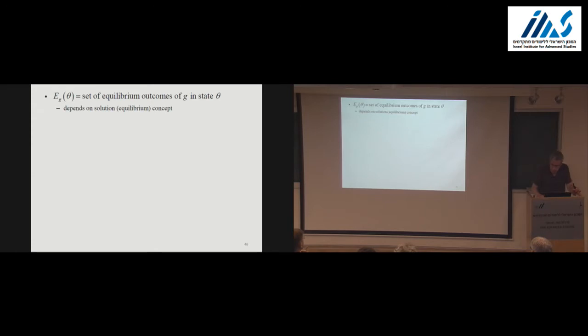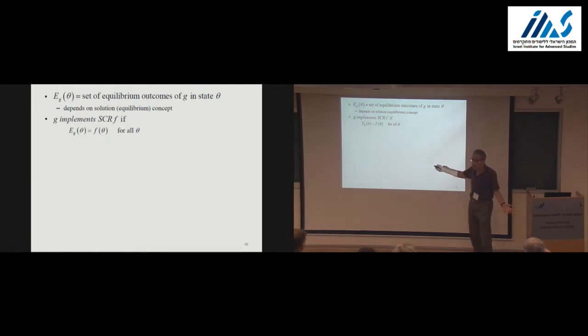But whatever that equilibrium concept is, we'll say that G implements the social choice rule F if the set of equilibrium outcomes coincides with the set of possible optimal outcomes for any state theta.